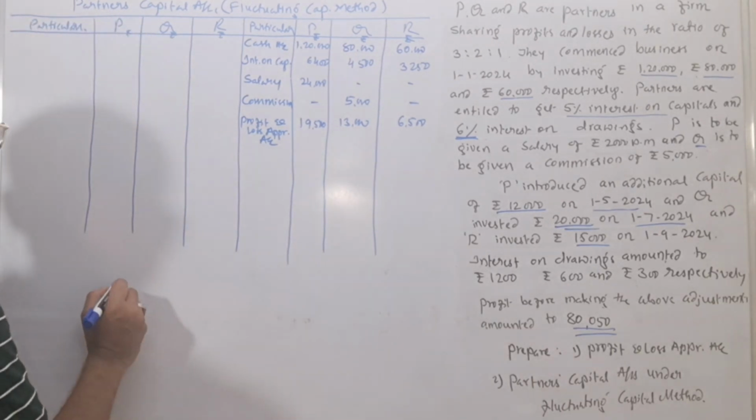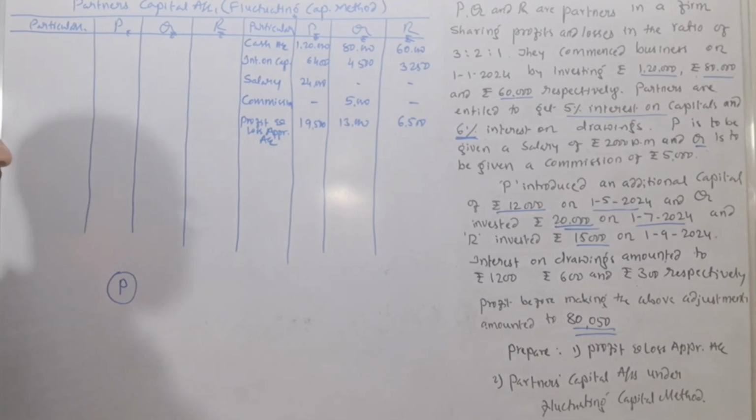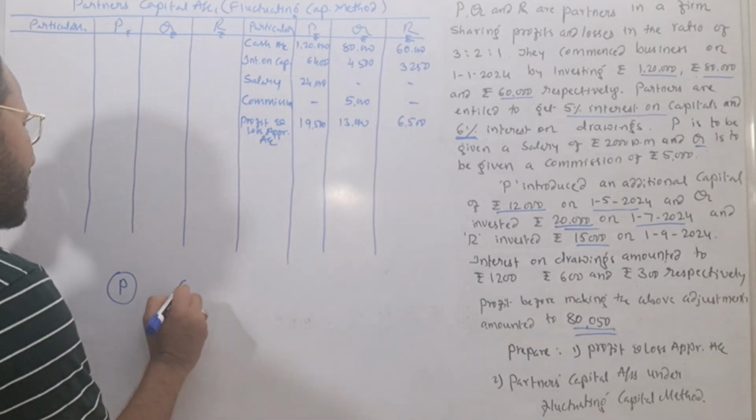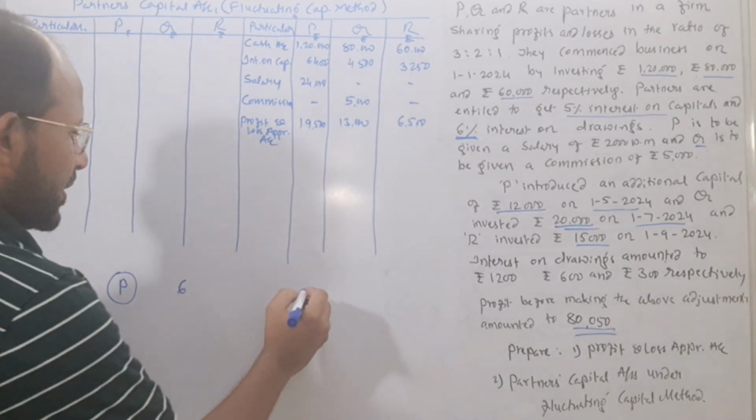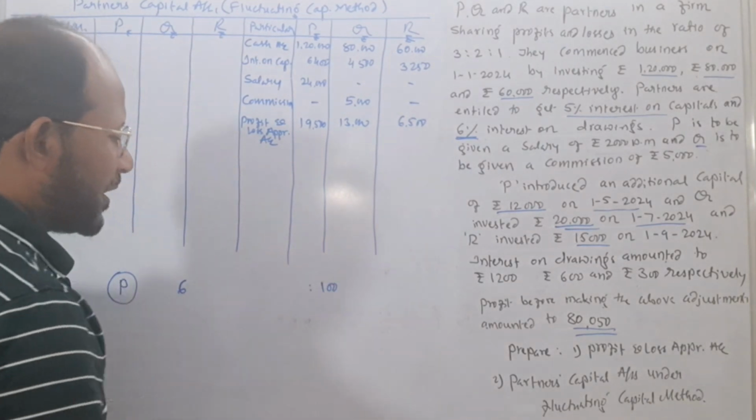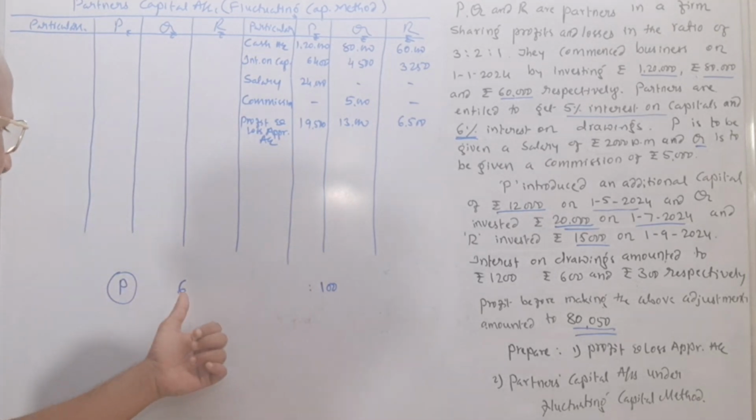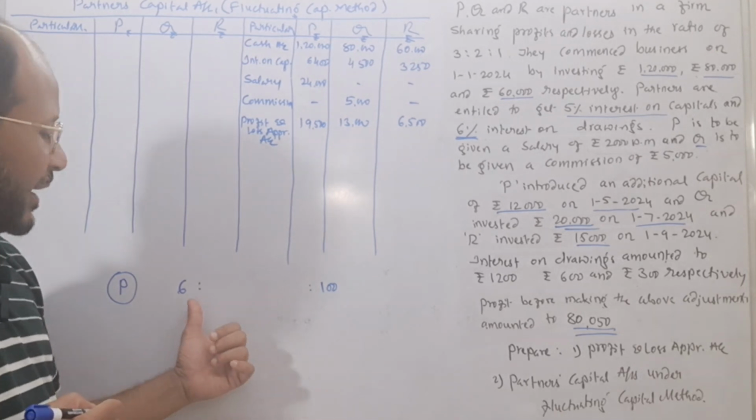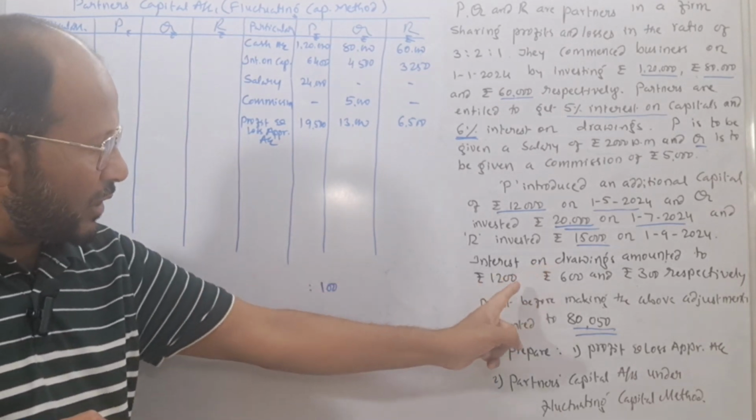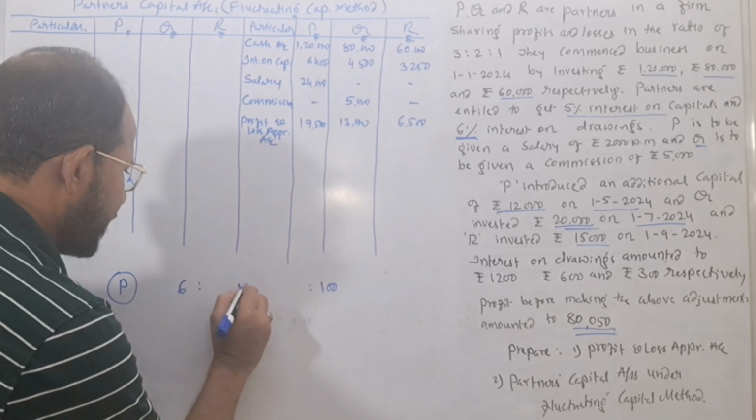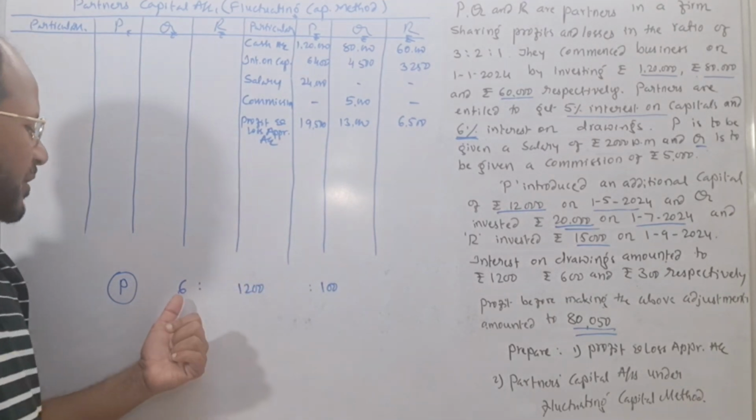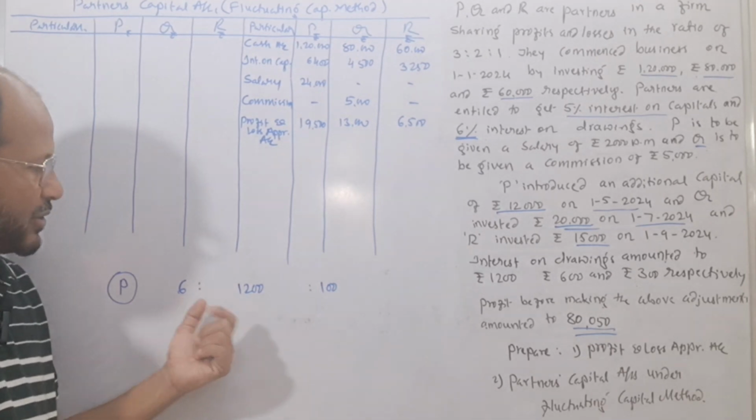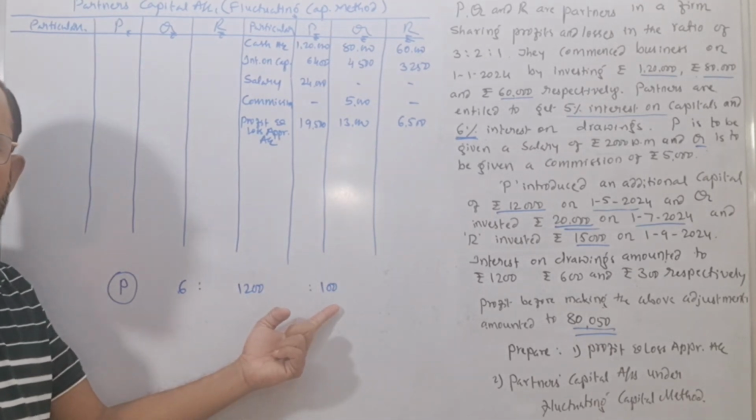You see here, in case of Mr. P, rupees 6 is the interest, right? When will this rupees 6 be the interest? When the amount withdrawn by the partner is rupees 100, rupees 6 is his interest. But here, total interest is 1,200. It means rupees 6 is to be given to the partnership firm as interest for every rupees 100 withdrawn by the partner.